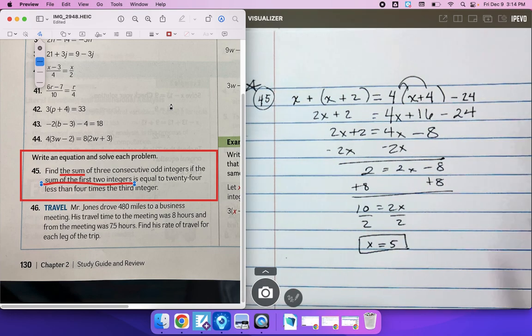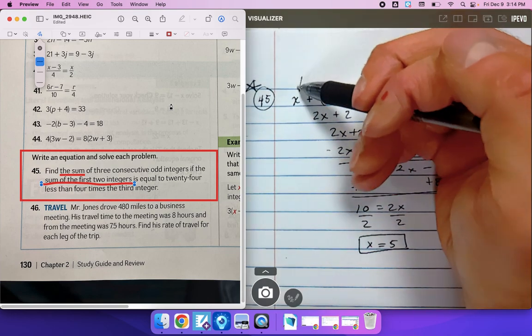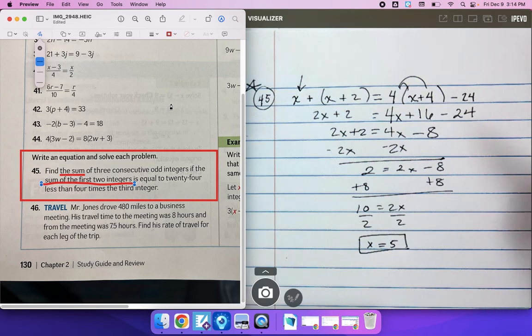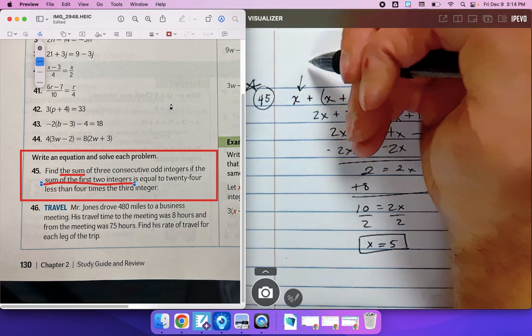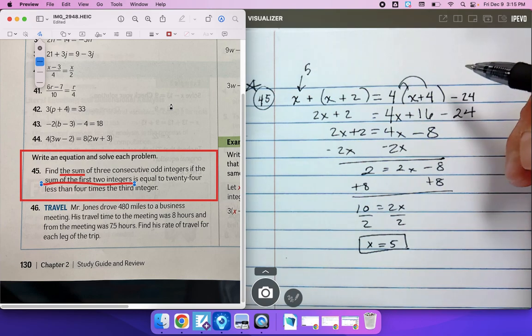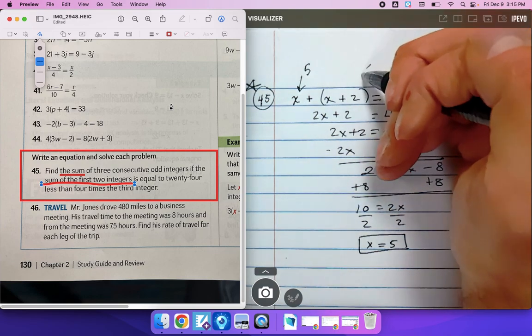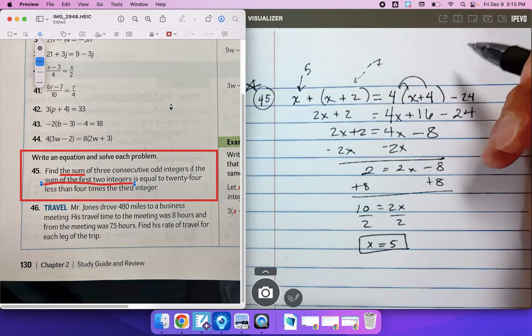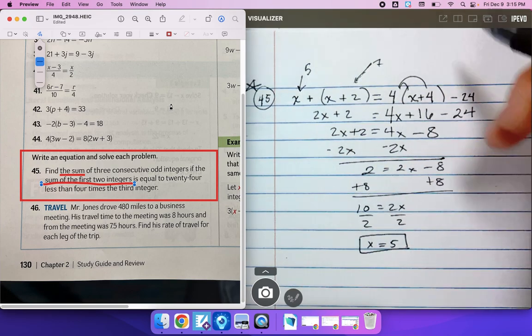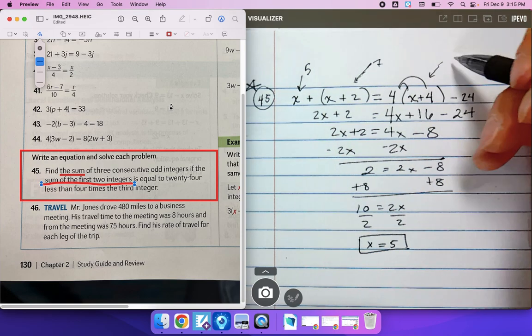And I didn't speak through that because I'm most worried about the setup of this problem. So that means that our first integer was 5. Our second was 7. And then our third would be 9.